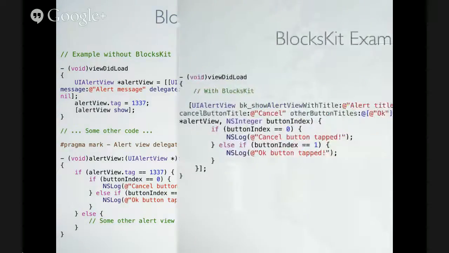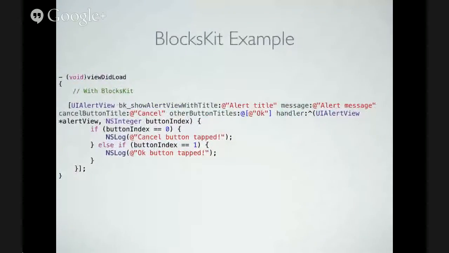And the next example is using BlocksKit. Everything is in one place. You have a block in which you can handle tapping the button, and if you need a second UIAlertView, you can just create it with another method. No need for tags or delegate methods.